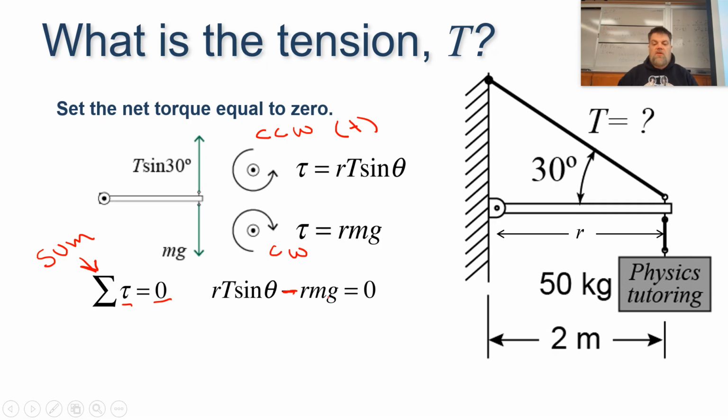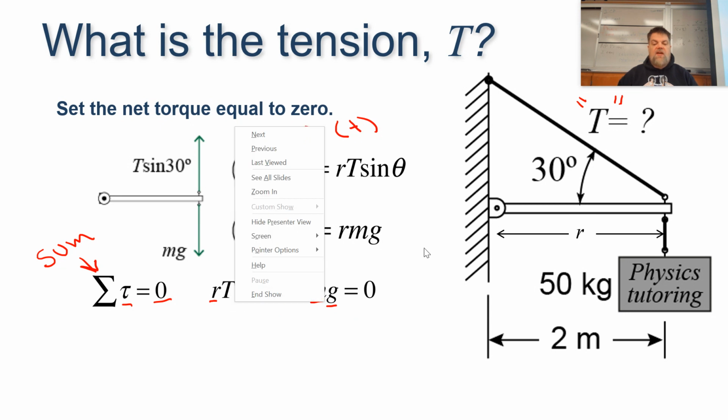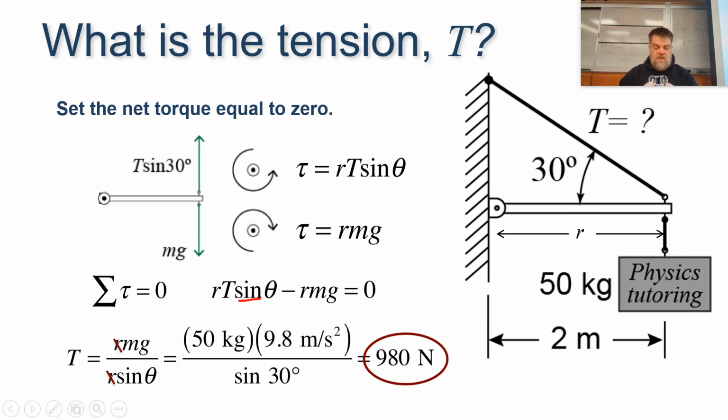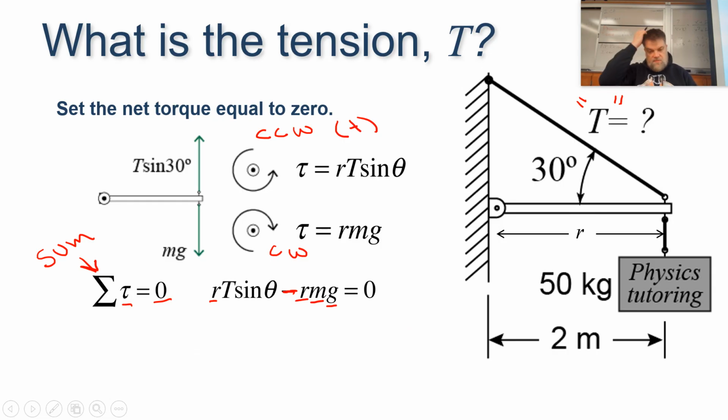Okay? Well, really what we want to know is the tension, right? So here's the thing. I know the radius. I know the mass of the sign. I know the acceleration due to gravity. I even know sine of 30. Whoops. I went ahead too much. So I'm going to do a little algebra to solve for T.